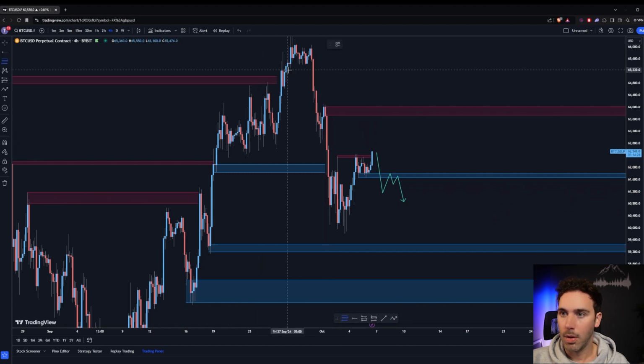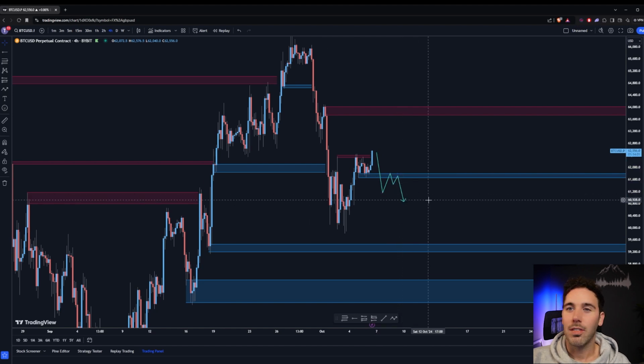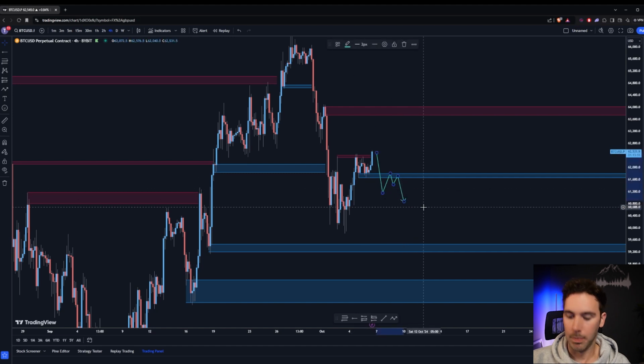So we have, just for a bit of context, a support level gets broken, buyers step in, but they can't push up price any higher, and then it comes back down. Similarly, we could have that break of support, buyers step in, but not able to push up, a lower high, and then come down. That's my scenario for a short on the break of this level.